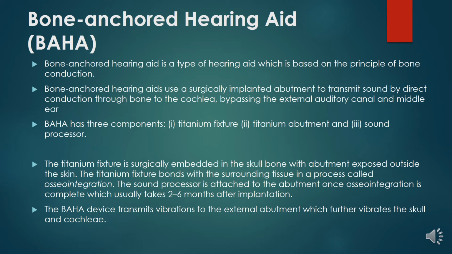Now we'll start with bone anchored hearing aids, BAHA. Now, BAHA is a type of hearing aid which is based on the principle of bone conduction. Here BAHA uses a surgically implanted abutment to transmit sound by direct conduction through bone to the cochlea, bypassing the external auditory canal and the middle ear. Now it also has three components: titanium fixture, titanium abutment and sound processor.